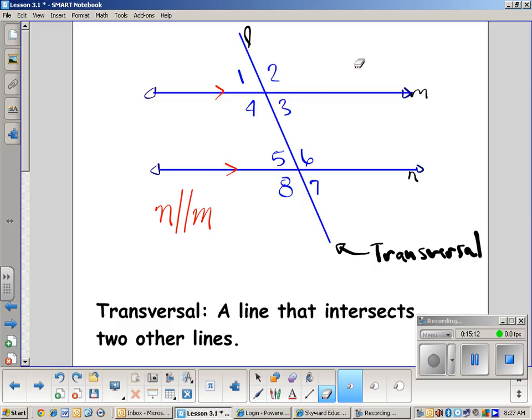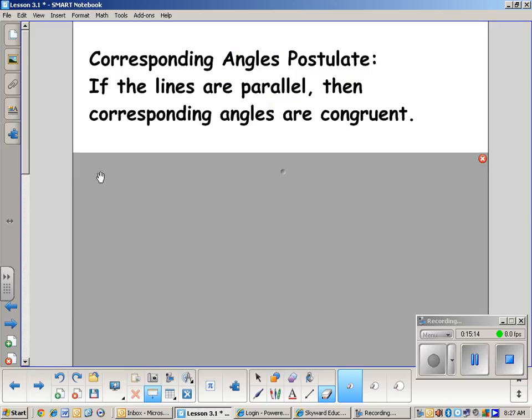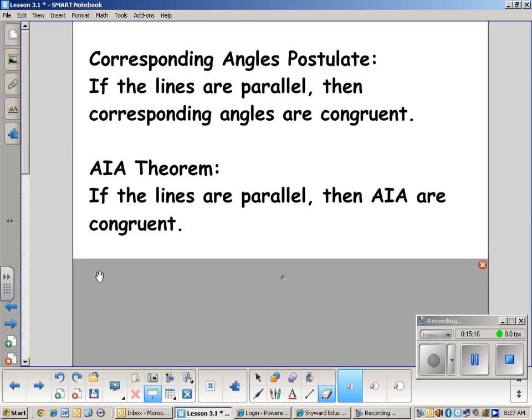Okay, let's go back to here, and let's write down the theorem for AIA. What's AIA stand for? Alternate interior angles, that's correct. And it's acceptable to write AIA. Most textbooks will write it as AIA after they've written it down as alternate interior angles. So if lines are parallel, then alternate interior angles are congruent.